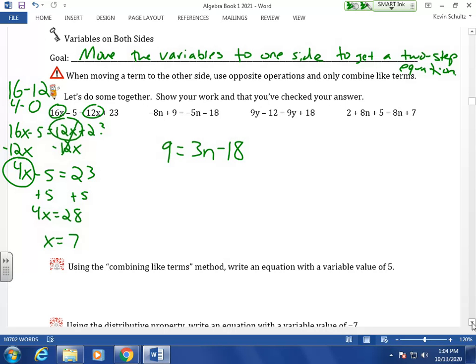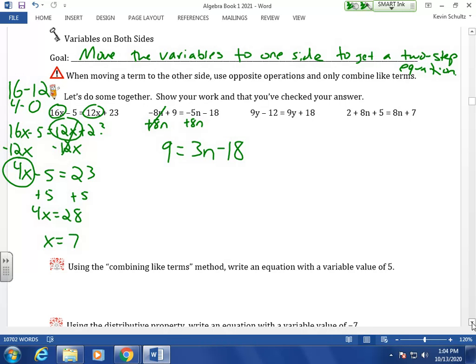Mathematically, if you're wondering what just happened, we took these negative 8 n's and we added 8 n's to both sides. Negative 8 plus 8 is 0. Those cancel out. Negative 5 plus 8 is positive 3. But logically, if you can recognize which side you've got more n's on and how many more, you can use that to get this two-step equation. But if that's not clicking, then we've got the mathematical way too, opposite operations.